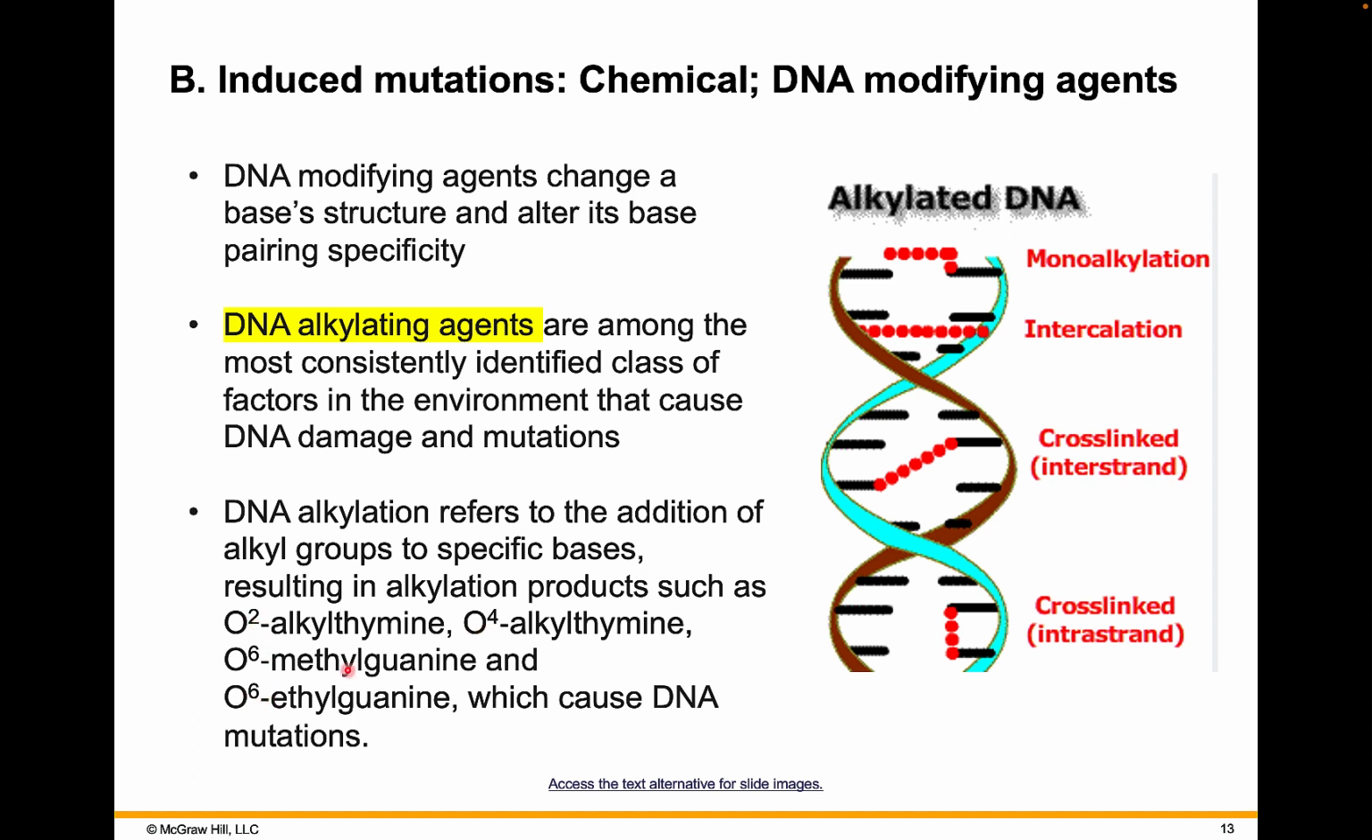So basically in this 2, 4, 6, and 6, these are the positions where these oxygens are methylated or ethylated by the alkylation. It could be a monoalkylation, it could be a cross-link between the strands, it could be an intrastrand cross-linking, and there is also the intercalation of different products that can happen. All of these modifying agents will distort the DNA and its base pairing ability.